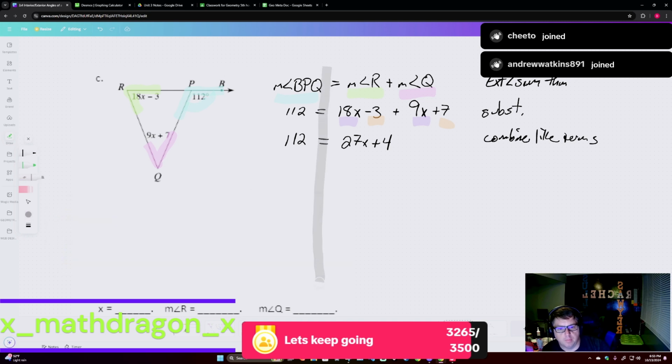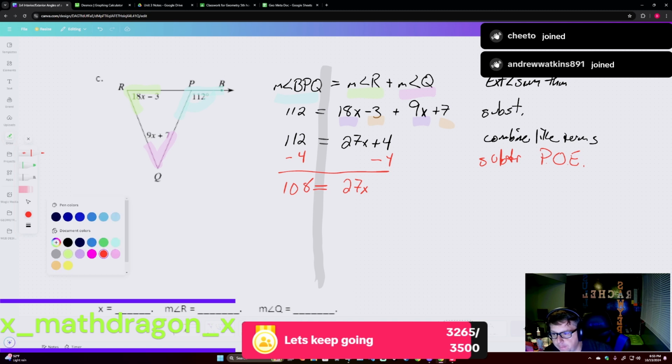Drawing our line down the middle, equal sign, as we continue. Let's get rid of the plus 4. So I'm going to subtract 4 from both sides. That's subtract POE, property of equality. A lot of math teachers should know that term. Shouldn't be too confusing for them. If they want you to write it out, write it out. Don't get docked just because you didn't write it out. Don't be lazy like me.